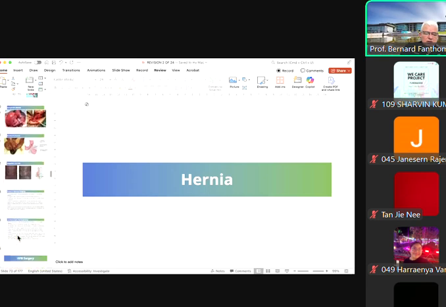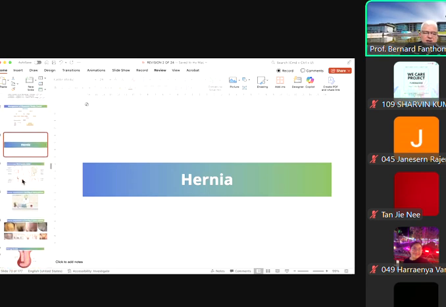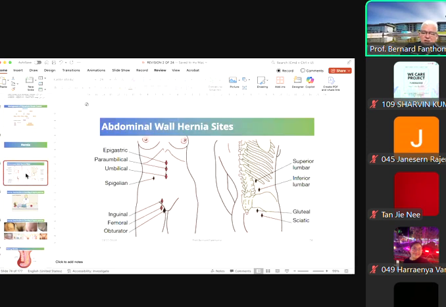Now coming to, I think, the last segment before we stop for today, and that is hernia. Now in hernia, you know the standard definition: a hernia is a protrusion of a viscus or a part of a viscus through an opening in the cavity which normally contains it. There are so many sites from where a hernia can come: epigastric, paraumbilical, umbilical, spigelian, inguinal, femoral, obturator, and at the back, superior lumbar, inferior lumbar, gluteal, and sciatic.